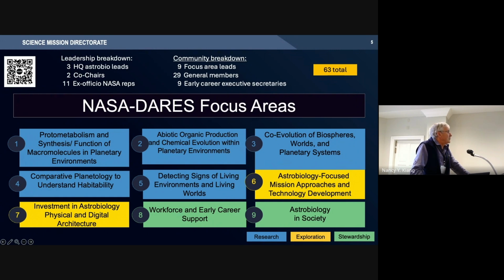Here are the 9 focus areas that were identified, and these all mean that there are subcommittees working on these topics with a lead, executive secretary, ex officio NASA person, and 3 or 4 community members each. So I'm on number 3. Some of these are related to research, shown in blue. Some of them are about the state of the field in green, and some of them are more on missions and technology.